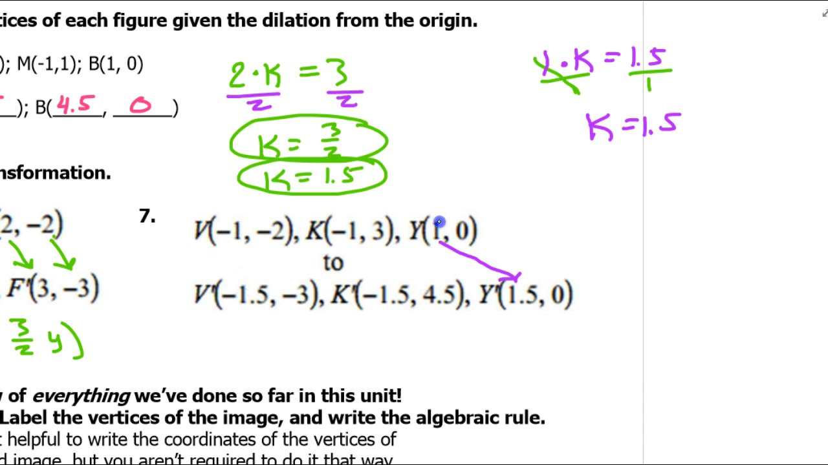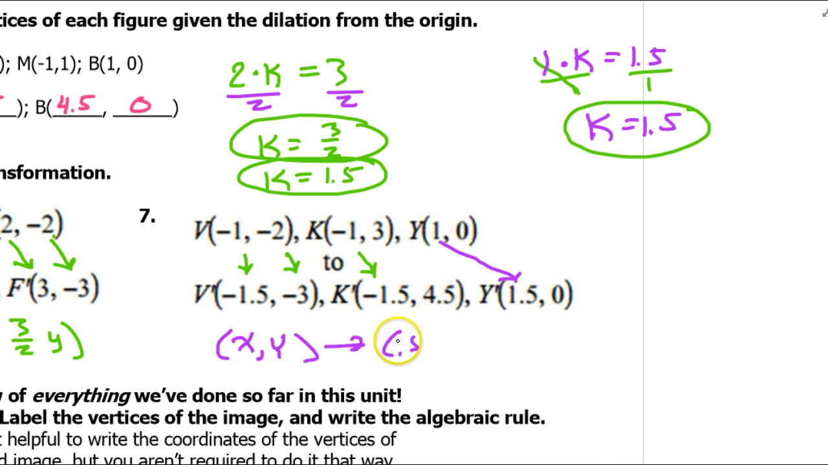So again, if I check each one of these using a scale factor of 1.5, negative 1 times 1.5 is negative 1.5. So that checks out. Negative 2 times 1.5 is negative 3. We saw that on the previous problem. We just talked about this. 3 times 1.5, let me check that on my calculator. Yes, 3 times 1.5 is indeed 4.5. And of course 0 times 1.5 is 0. So it checks out, which means that the rule is the same as it was on the last problem. (x, y) became (1.5x, 1.5y).